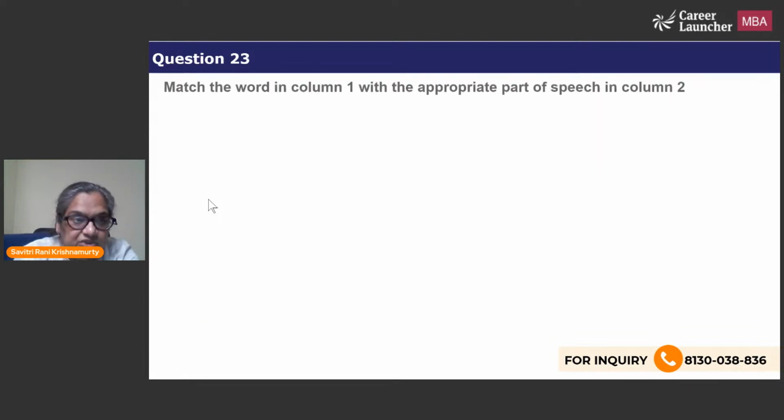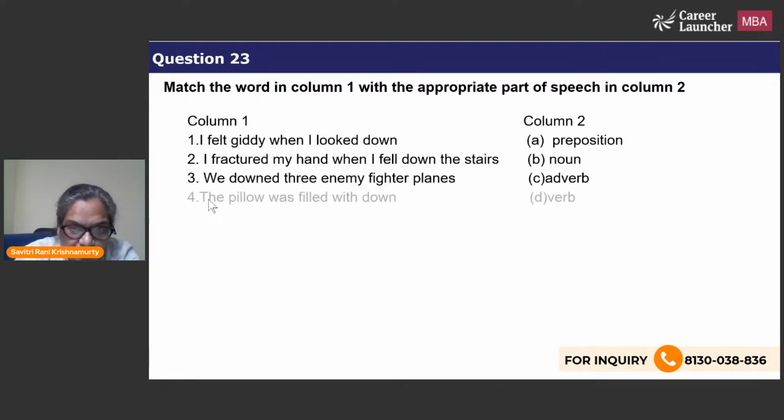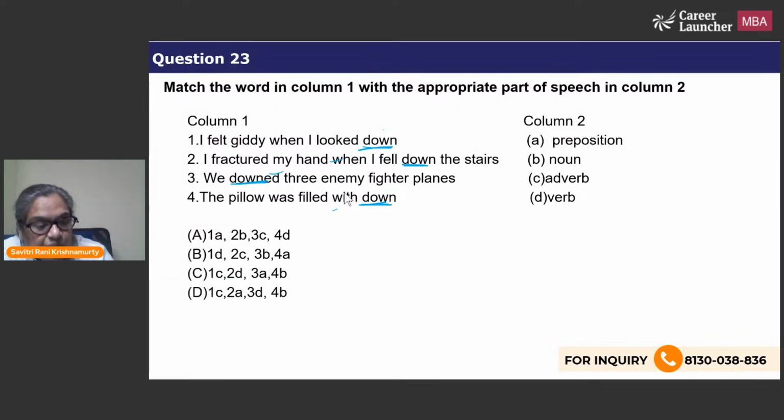All memory based. So, all right. Now let's quickly see whether you know your parts of speech properly. The word down has been used in 4 different sentences. Match the part of speech that down represents in each of the sentences and give the answers accordingly. Options are given to you.